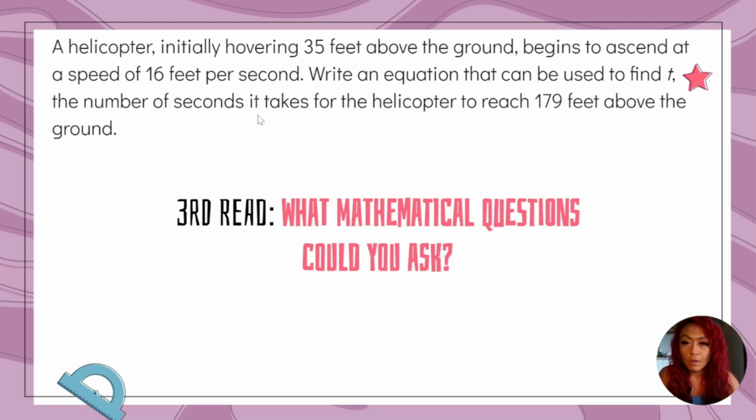Third read. A helicopter, initially hovering 35 feet above the ground, begins to ascend at a speed of 16 feet per second. Write an equation that can be used to find t, the number of seconds it takes for the helicopter to reach 179 feet above the ground. What mathematical questions could you ask?